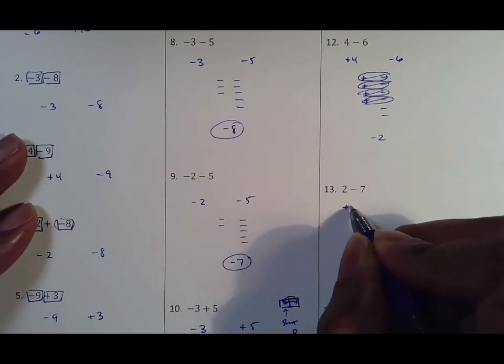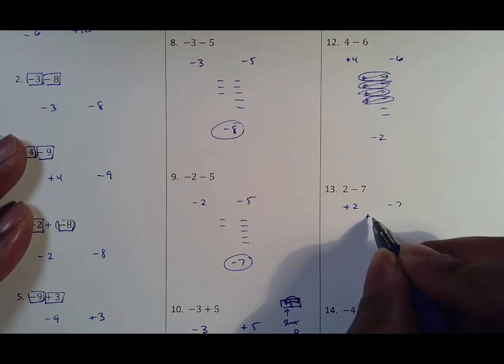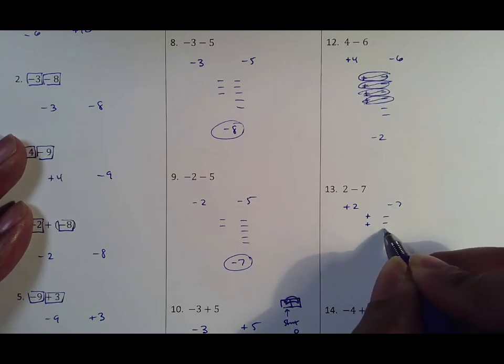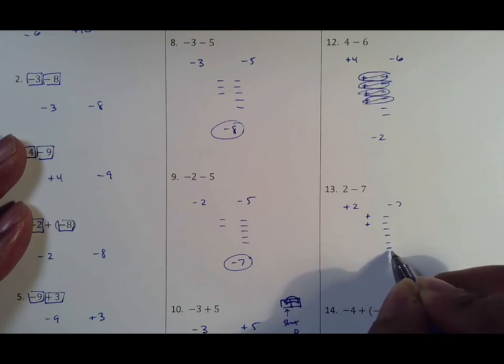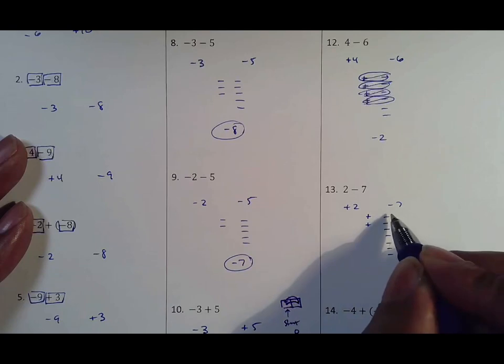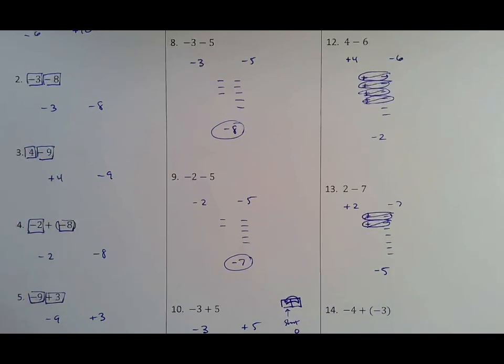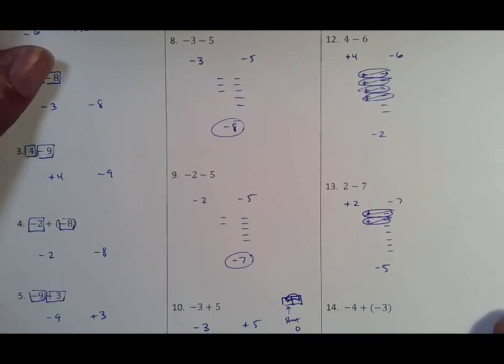You have a +2 and you have a -7. That means I put down 2 pluses and 7 negatives. 5, 6, 7. I think that's 7. 1, 2, 3, 4, 5, 6, 7. Again, this is a zero pair and this is a zero pair, leaving me with 5 negatives as my answer.